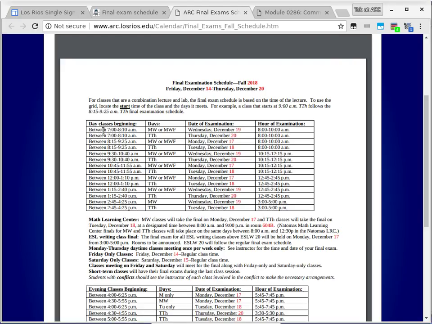This class starts at 9 a.m. and it's a Tuesday, Thursday class. Look it up and then find out on which day the final exam is going to be and what time the final exam is going to start. Okay, so I'm going to count on you to be able to figure that out. I do not move my final exam time from the scheduled time, so it's really just based on this schedule.